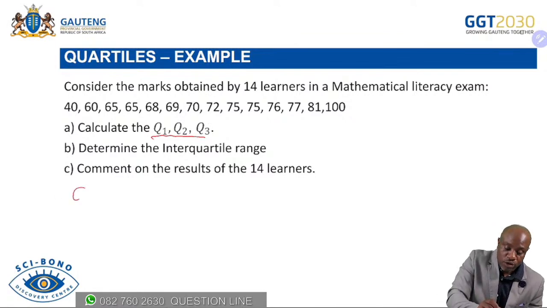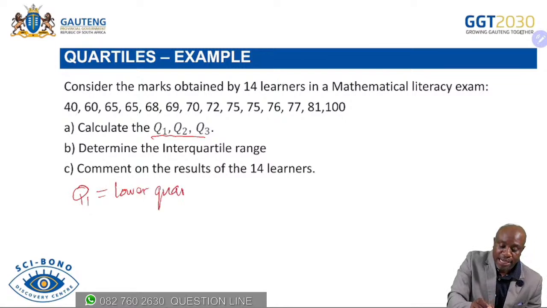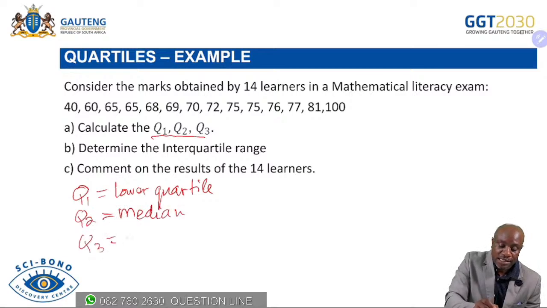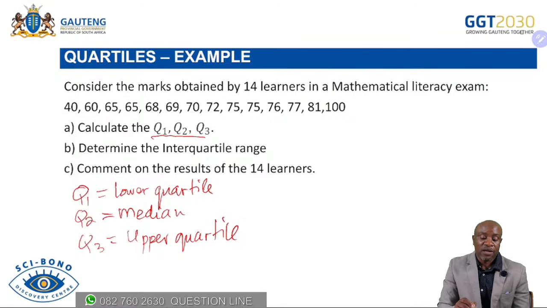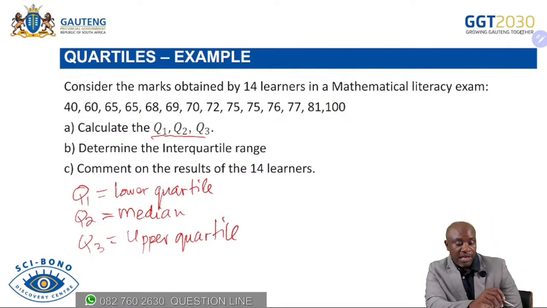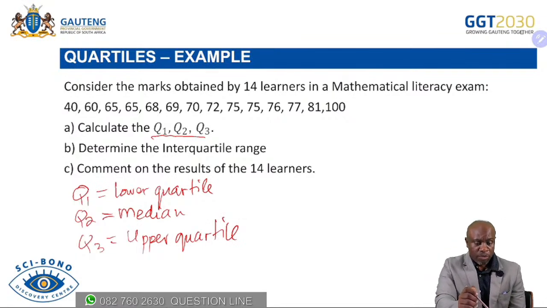So when we say Q1, we say it's the lower quartile. In other words, it's at 25%. And then when we say Q2, we mean it is the median, the middle value. And then Q3, it is the upper quartile. So I want to do those using this specific question. Now, there are 14 learners. So that means we have a bit of a problem because we don't have a clear-cut value.